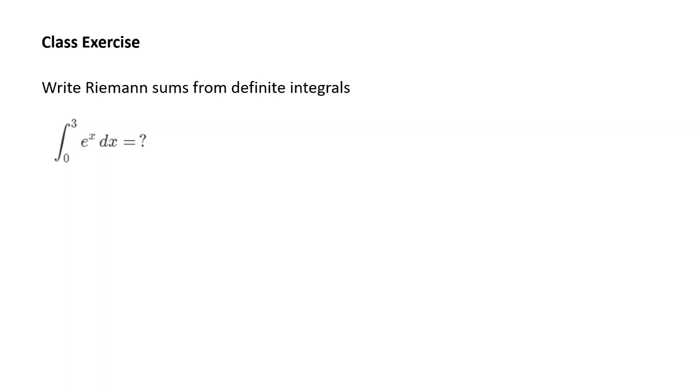How can we link between the Riemann sum form and the definite integral, or vice versa? We will do it in the next exercise. In this case, we should be able to rewrite this definite integral into the Riemann form. We follow the steps that we have done before.